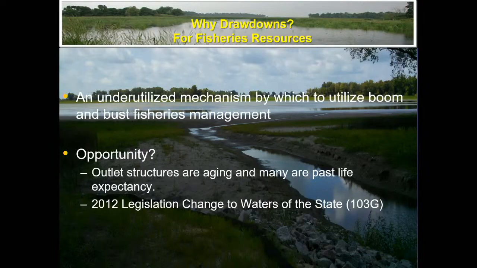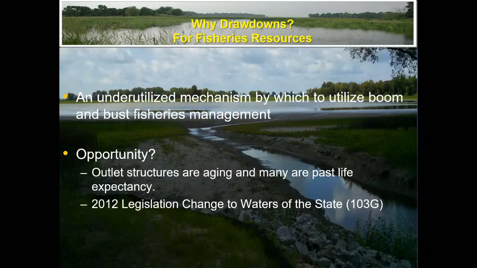So, talking about a fisheries perspective, we really hadn't used a lot of drawdowns until the last probably 10 years. Wildlife's been doing this for a long time, and as we've seen lately, the best time to start talking about these drawdowns is based on the situation you're in. We've got a failing outlet structure, now we can talk about putting something in that works for us and we can do something.